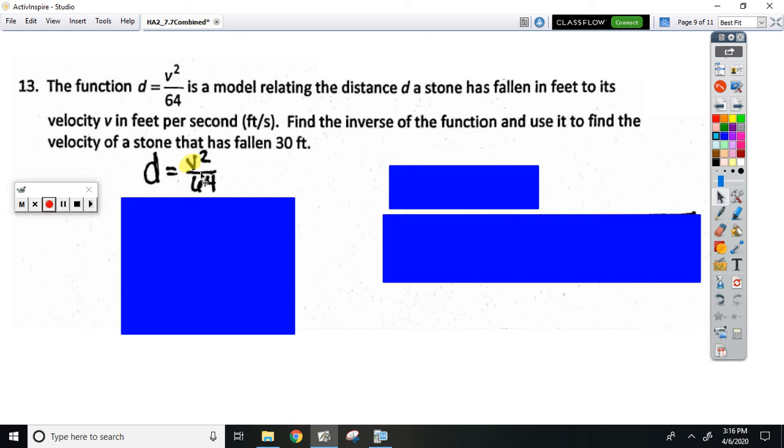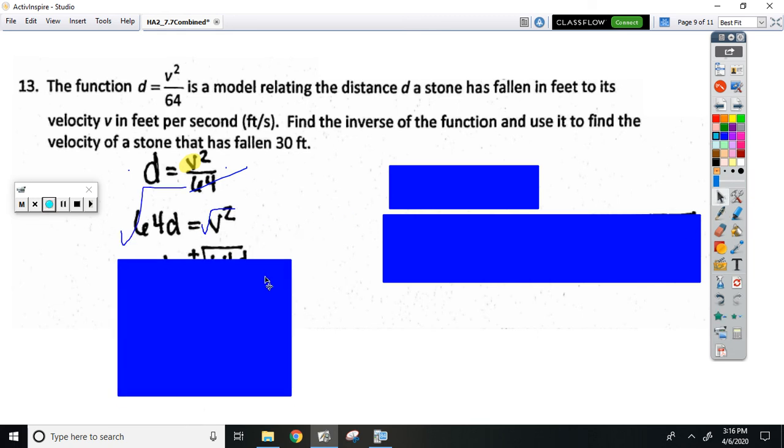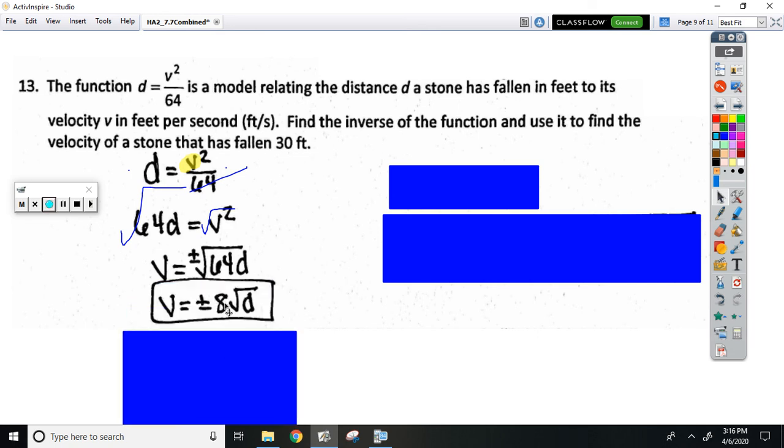So I see division of 64. The inverse of division is multiplication. So I would multiply by 64 on both sides. Then the inverse of squaring is square rooting. So I'll get positive and negative the square root of 64d, but the square root of 64 is just 8. So I simplified that.